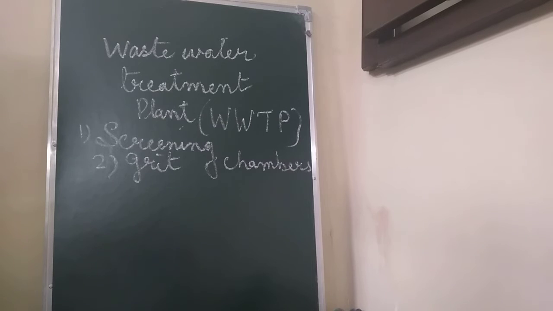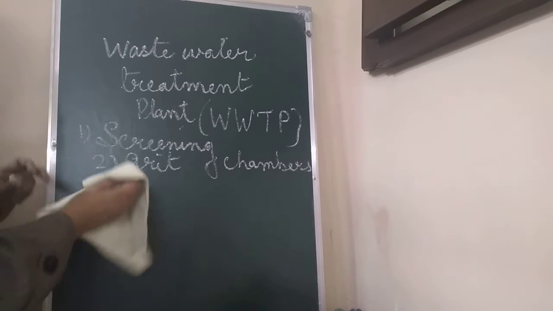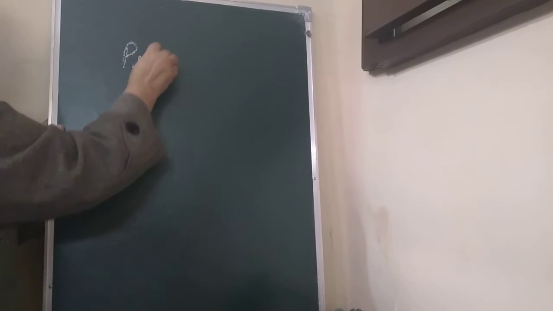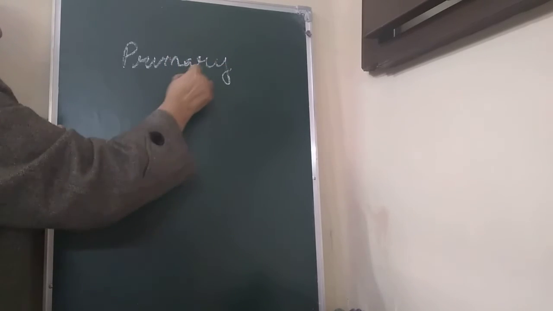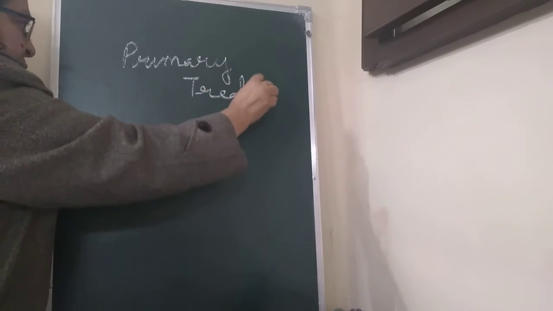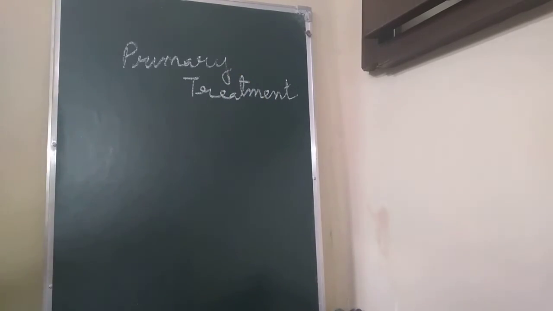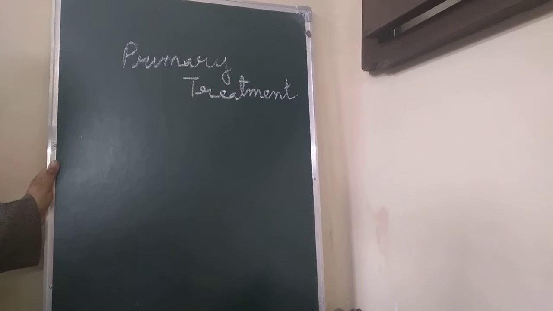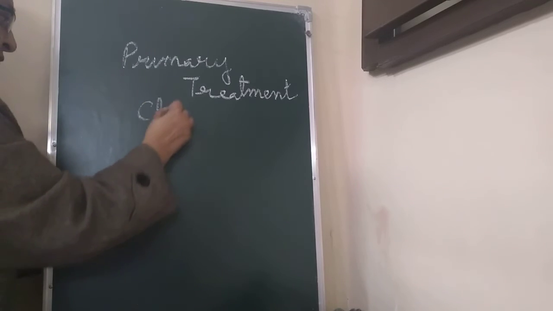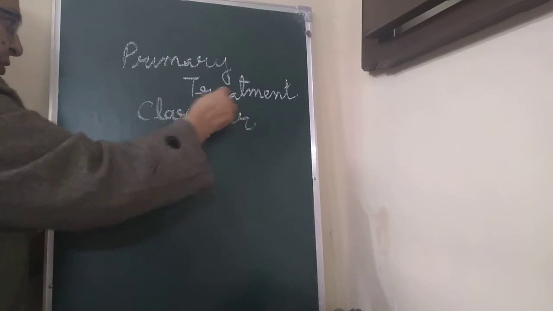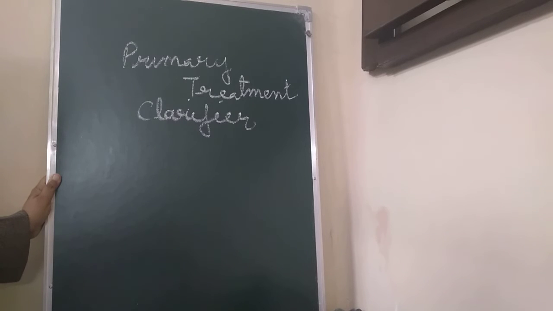Okay. Then in the primary treatment, what happens? Just now we have discussed the screening. Now about the primary treatment. After this, the wastewater passes into a sedimentation tank called a clarifier, in which organic materials settle down and are removed with a scraper.